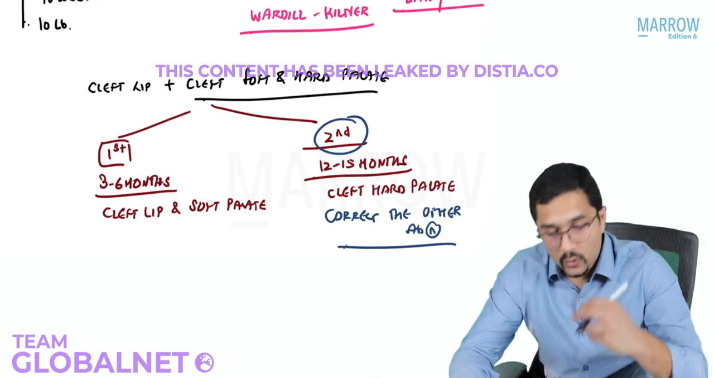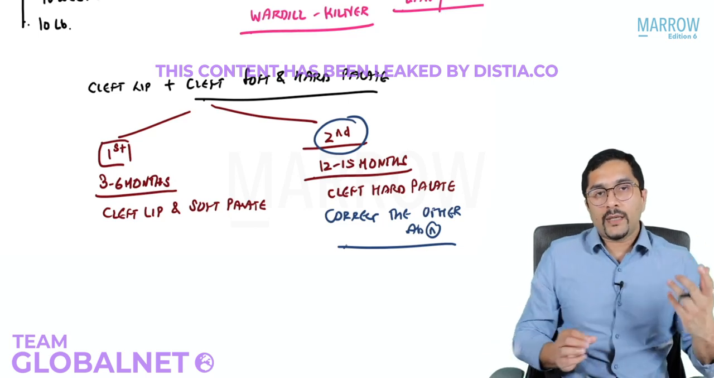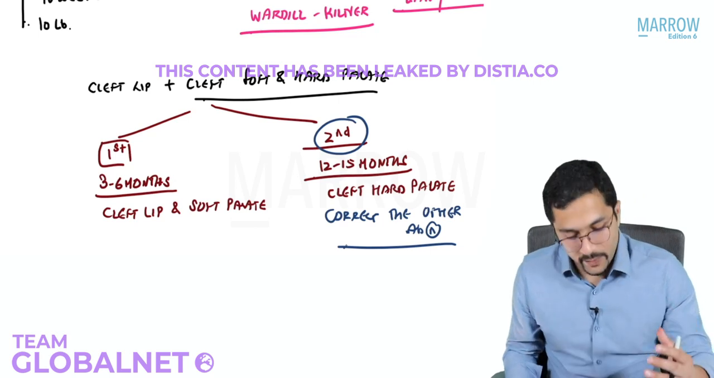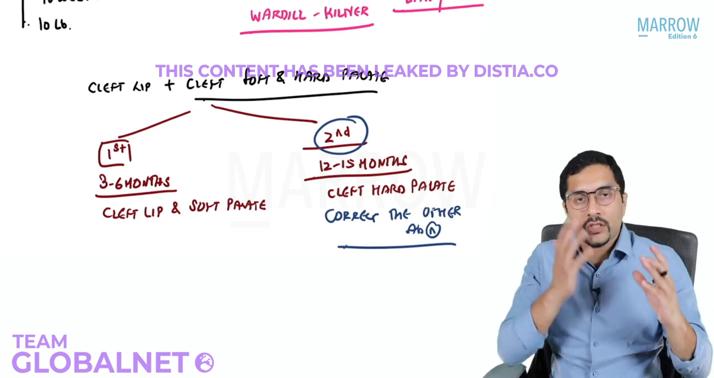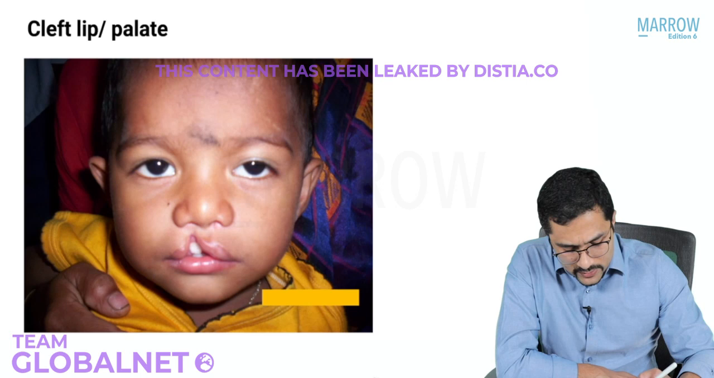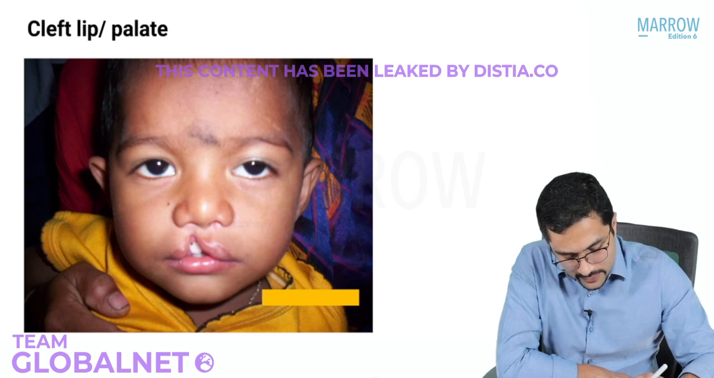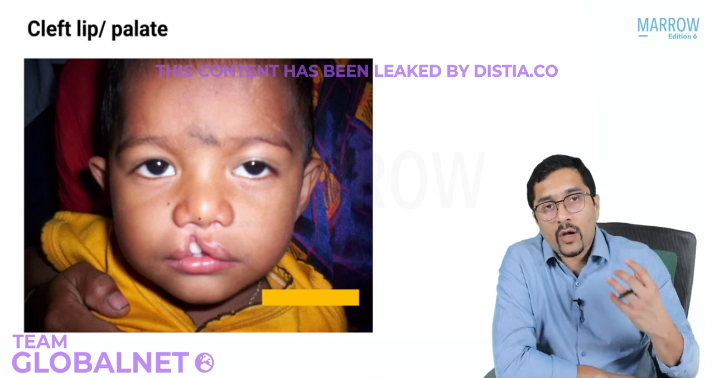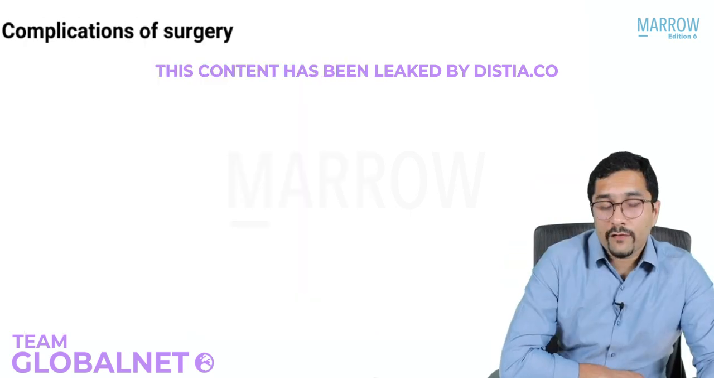So supposing you have to do revision surgery for the lip and the soft palate, that you can do when you're doing the hard palate repair. So this is the sequence which you should remember for the exam. So this is a patient with a cleft lip. You can see the cosmetic abnormality which is there. These children can also have problems in speech and in feeding.